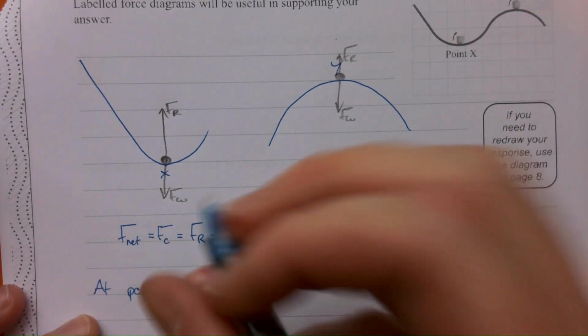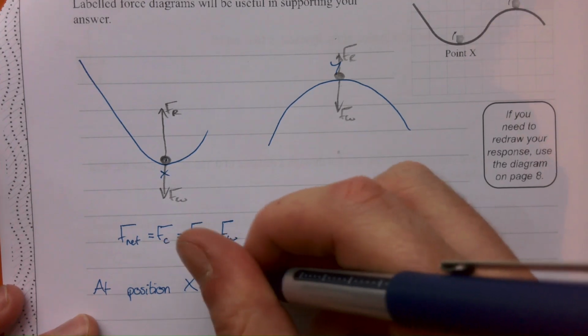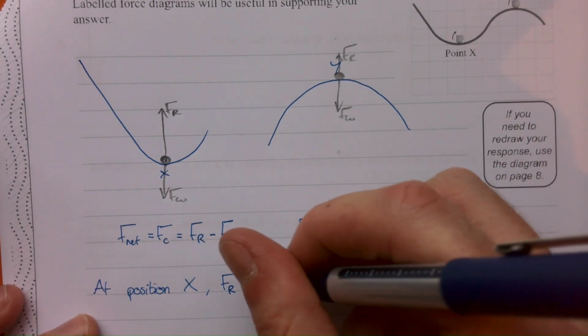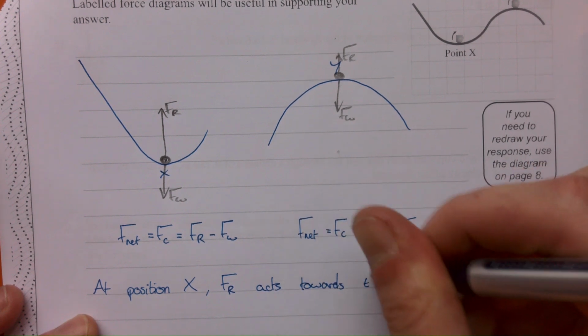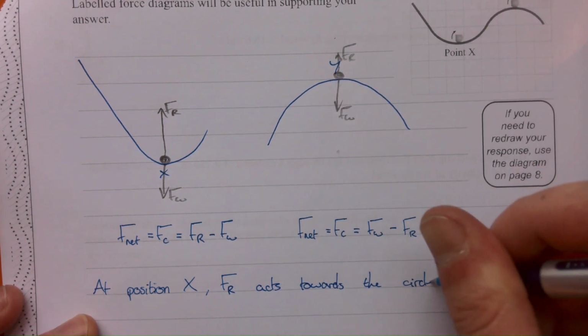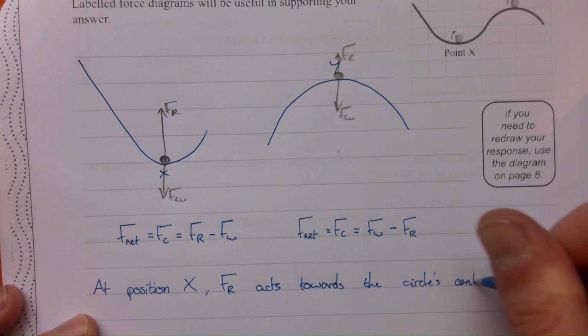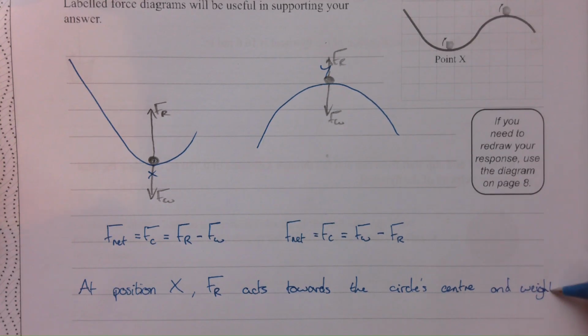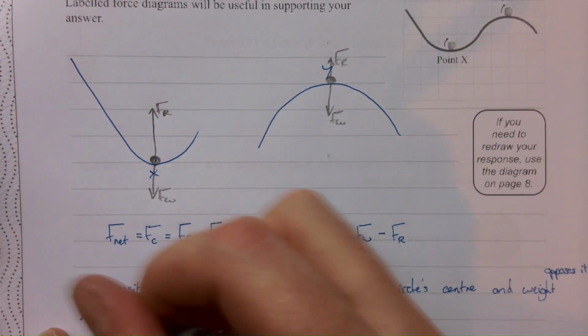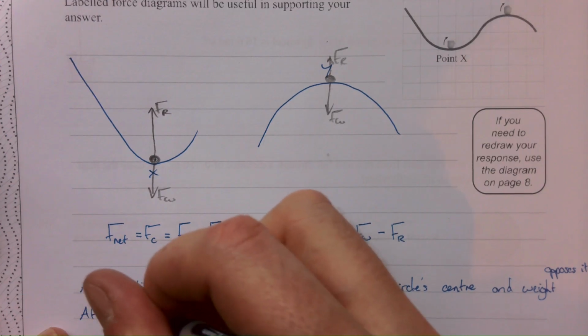At position X, F, the reaction force, acts towards the circle centre, and weight opposes it. I'm going to try and cram it in at one line here. And weight opposes it. At position Y, it's the other way around.